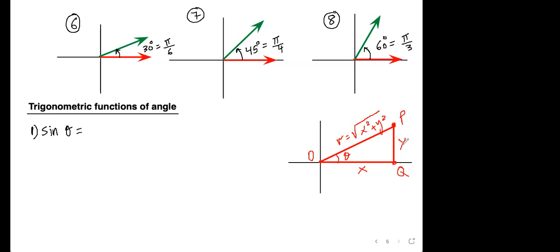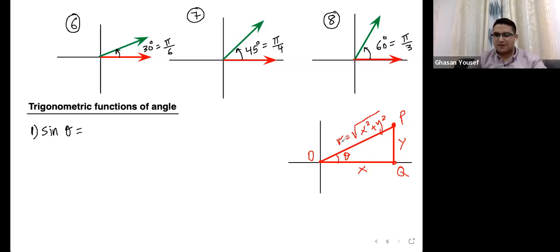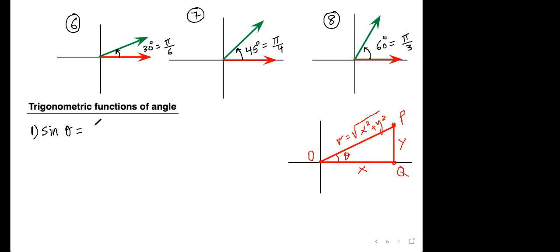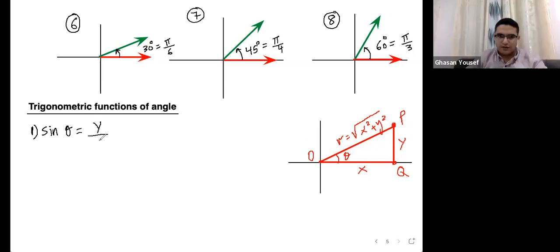Opposite over hypotenuse, so it's y over r. Exactly. This is equal to y over r, the opposite over the hypotenuse, such that r here does not equal 0. This is very important. This r, the length, does not equal 0. Nice. Now number 2, cosine. What is the cosine of the angle theta?